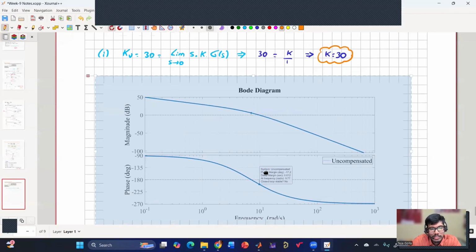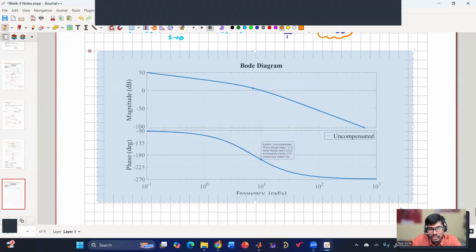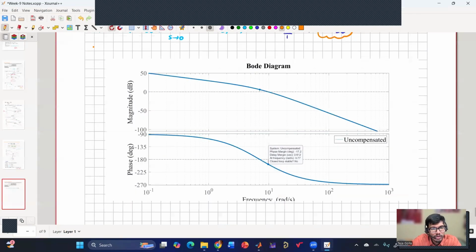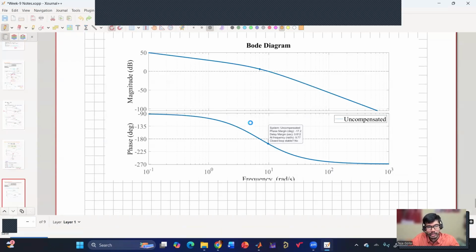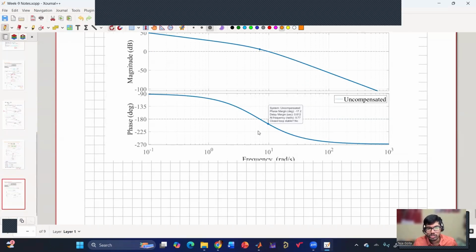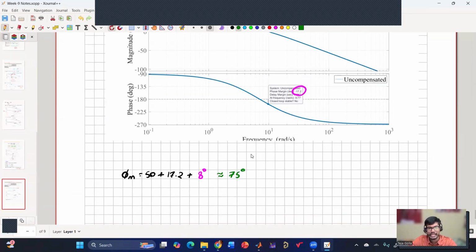Okay, so I am considering a correction factor slightly higher just to be on the safer side, so that I will not redesign it. So I'm having minus 17.2. So my phi m is given as 50 plus, first of all, this minus 17.2 should be made 0, because 50 minus 17.2 is 50 plus 7.2. Plus I'm considering around 8 degrees. So 25 plus 80 around 75 degrees. Phi m I am targeting, considering 8 degrees to be my correction factor.